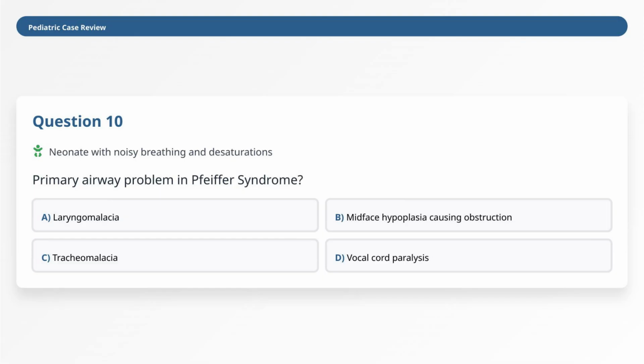Question 10. A neonate with Pfeiffer syndrome develops noisy breathing with intermittent oxygen desaturations during feeding and sleep. What is the primary cause of airway obstruction in this condition? Option A, laryngomalacia. Option B, midface hypoplasia causing upper airway obstruction. Option C, tracheomalacia. Option D, vocal cord paralysis.